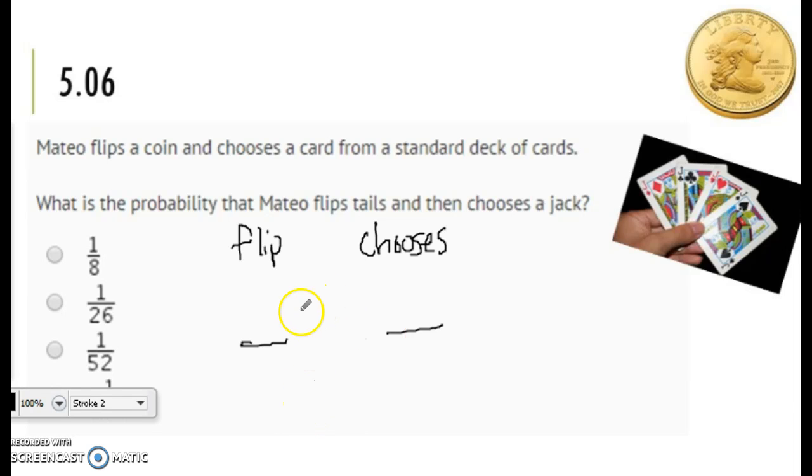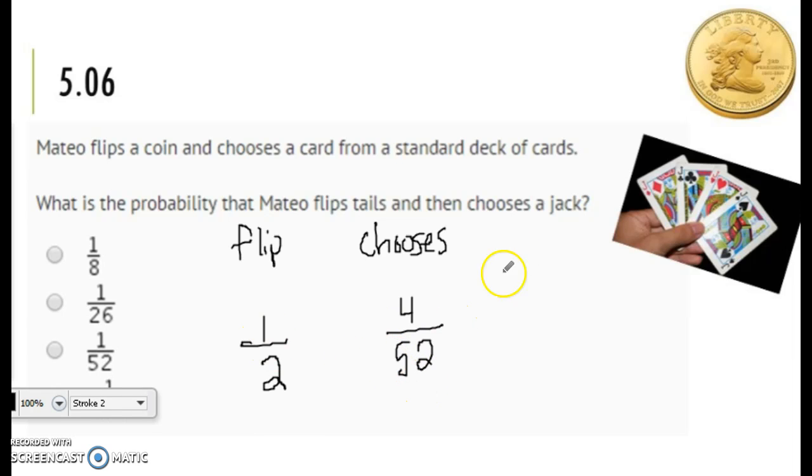So first I want to ask myself, well, what's the probability that he'll flip tails? Well, there's two different sides on a coin. One of them is a tails, so there's a 1/2 chance that he'll flip a tails. Then I have to ask myself, well, what's the probability that he chooses a jack? Well, there's 4 jacks in a standard deck of cards, and there's 52 total cards.